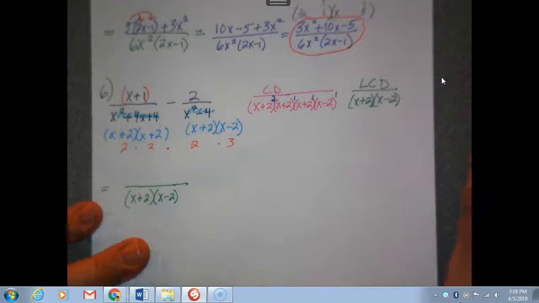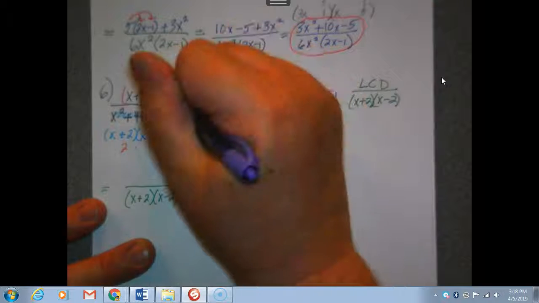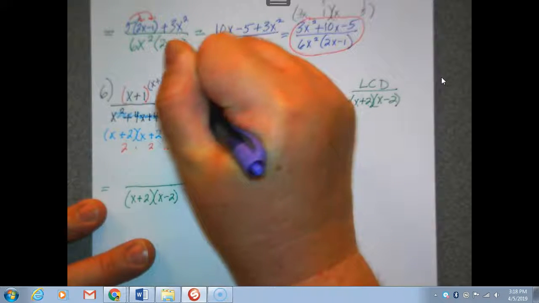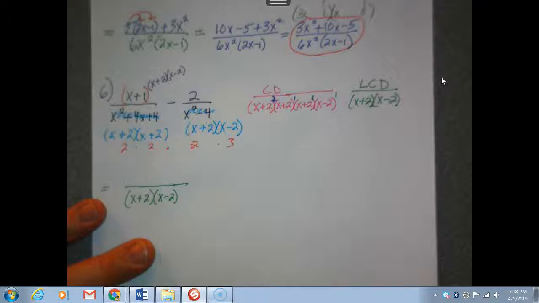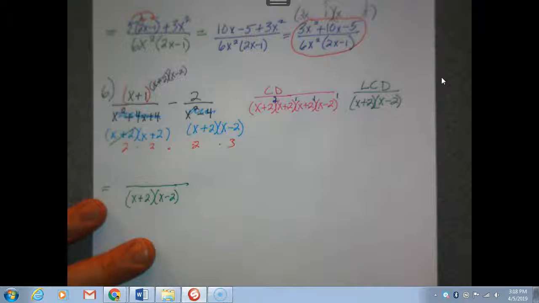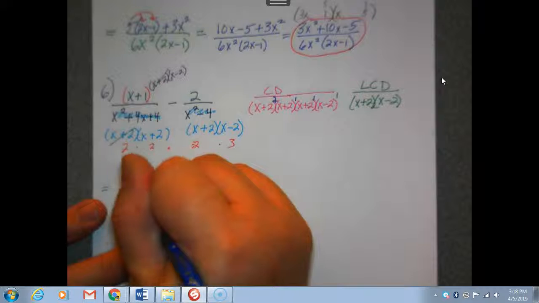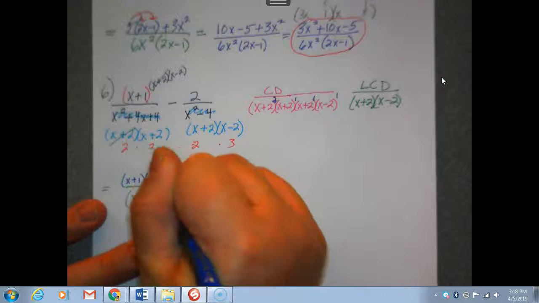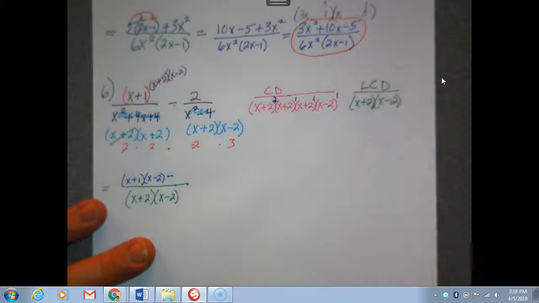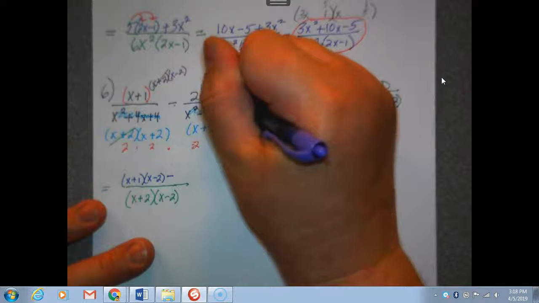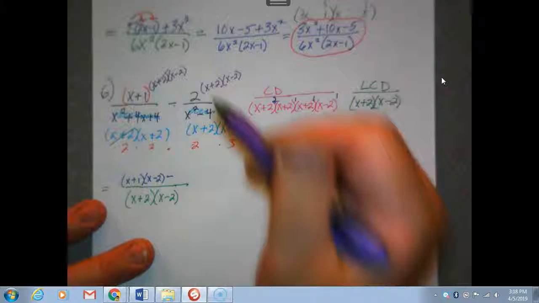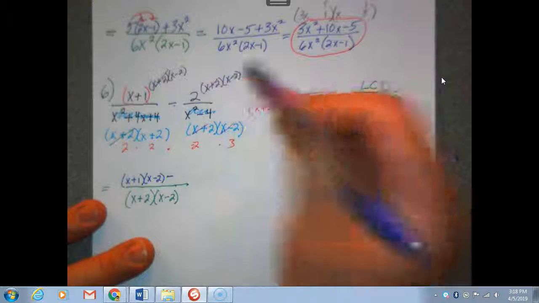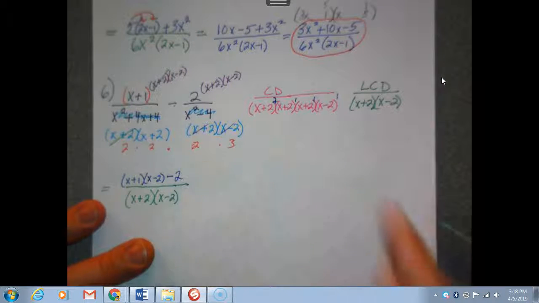Okay. All right, so x plus 1. I'm going to multiply it by x plus 2 and x minus 2. Okay. Now, what can I cancel out here? One of the x plus 2's. And I have left x plus 1 times x minus 2. Minus, now I have to multiply this numerator by x plus 2, x minus 2. And what cancels out? All of it, right? So I just have minus 2. And we're almost there.